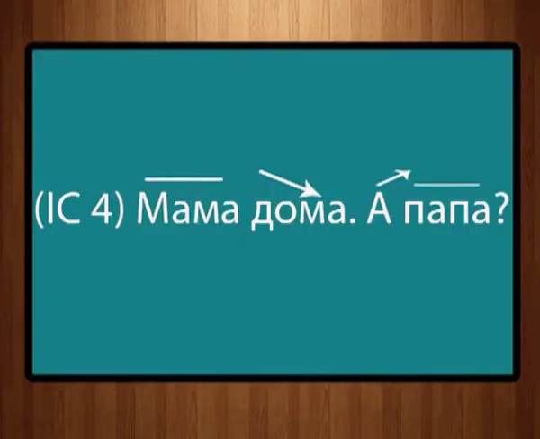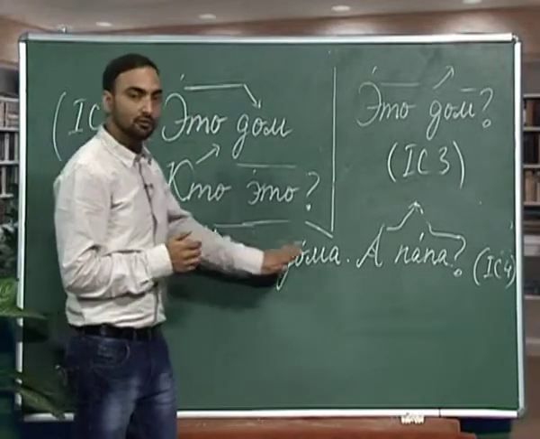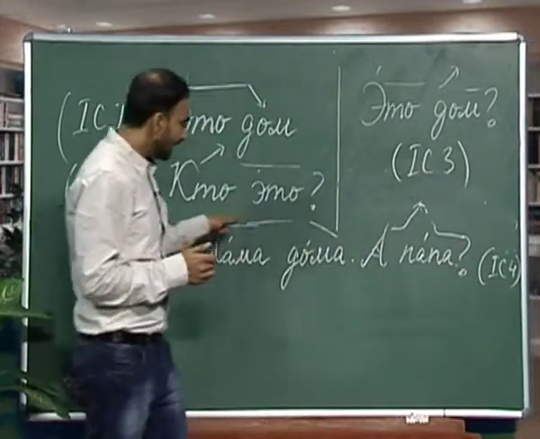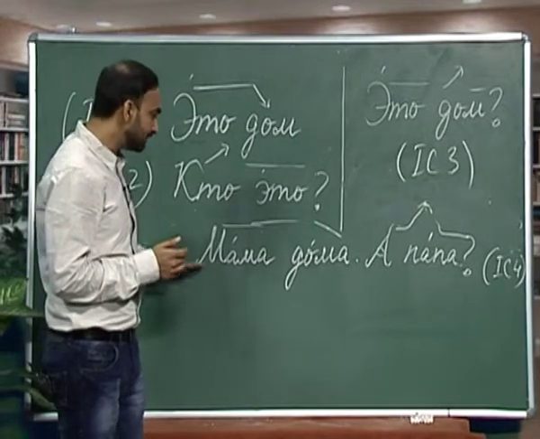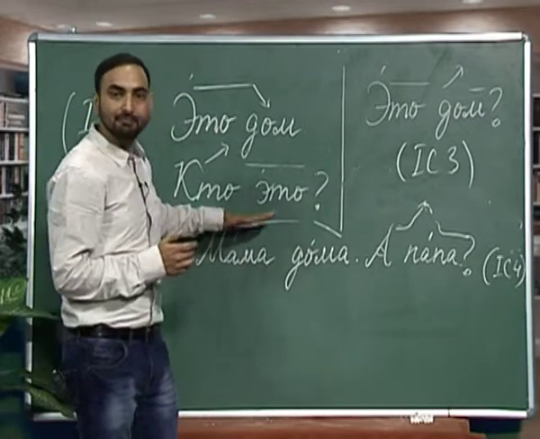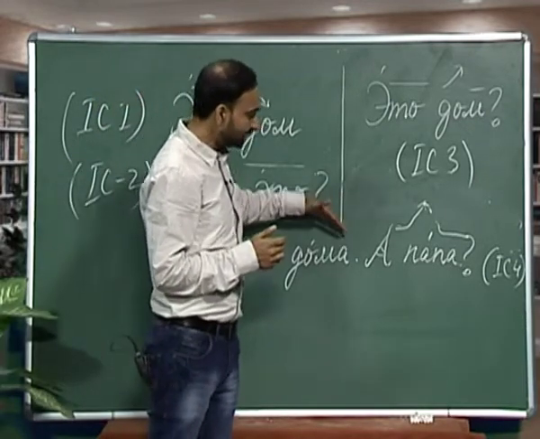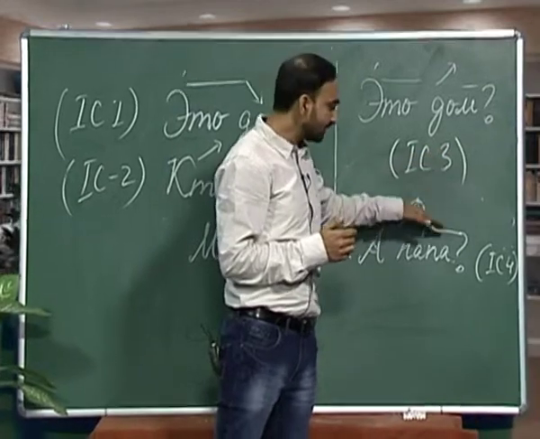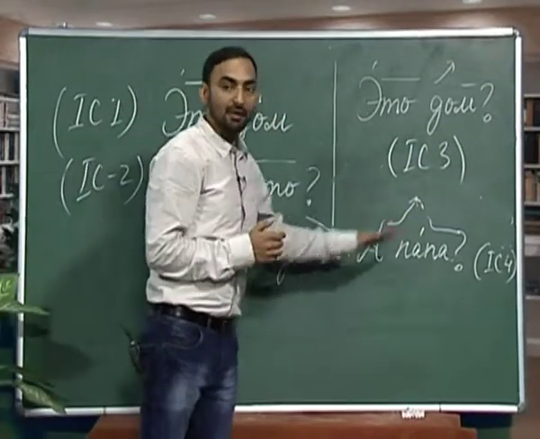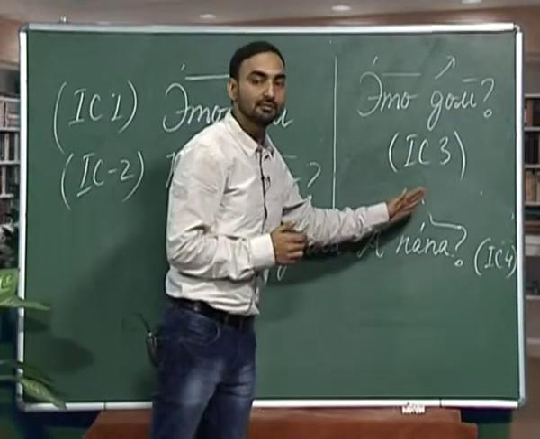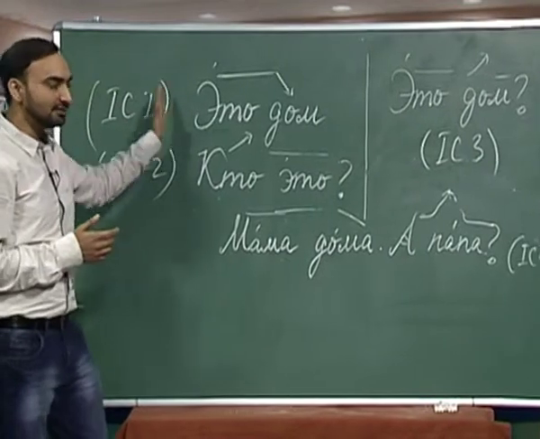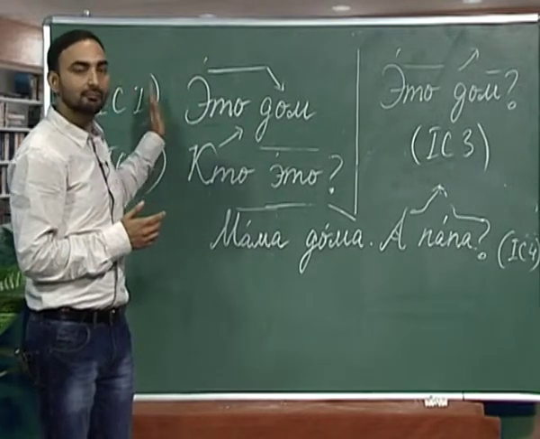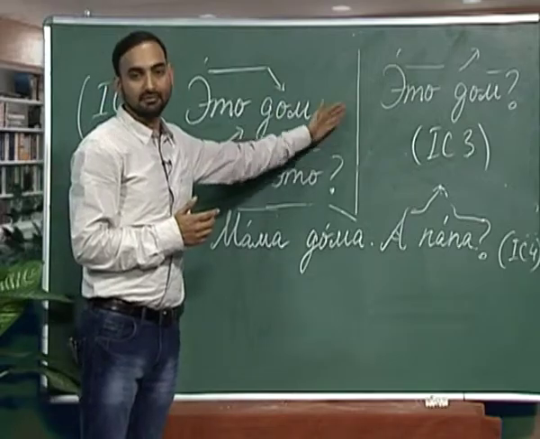The next intonation construction we have is "Мама дома, а папа?" This is a case of an incomplete interrogative sentence. You start from the medium pitch, it comes down towards the last stressed syllable, and then again it rises up and comes down. Мама дома, а папа? You must have understood, these are the basic intonation constructions in the Russian language. There are some more, but we will do those in the next classes.